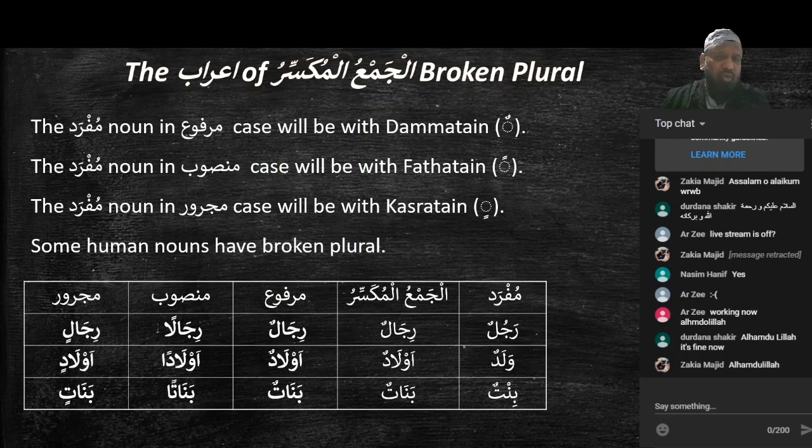This is just to show the mufrad isms we've learnt. Just to recap, the mufrad nouns will be with the dhammatain. Mufrad in mansub will be fathatain, and mufrad nouns in majrur case will be kasratain. So I just want to say that for mufrad isms and al-jam al-muqassar isms, the i'rab is the same.